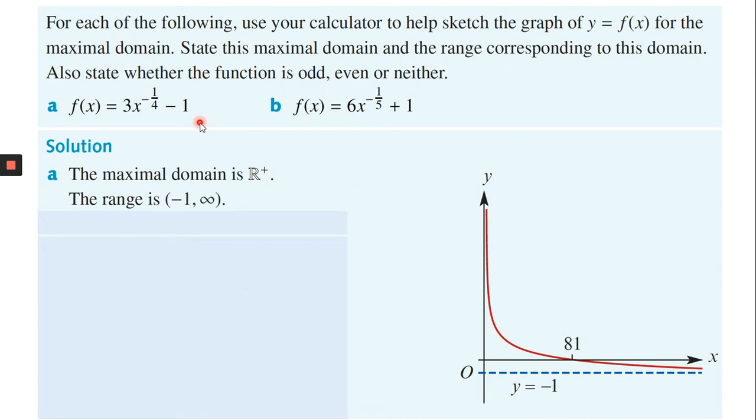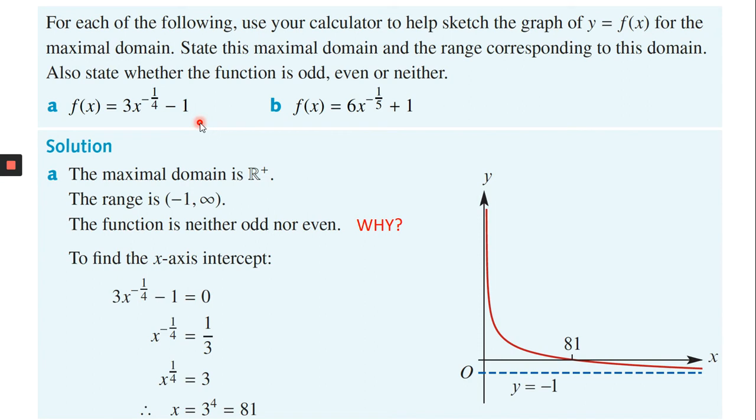Also state whether or not the function is odd or even. So that function is neither odd nor even. So why is that? You've now got to go back and test all of those different reasons of why a function is odd or even, and you should find that none of them work. And we can also clearly see there's an intercept there, so we need to work out that intercept, which is at 81.